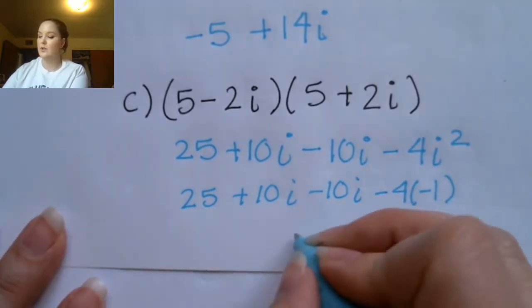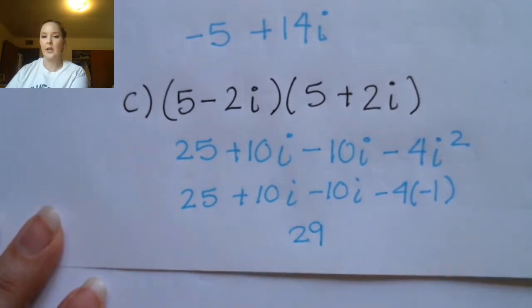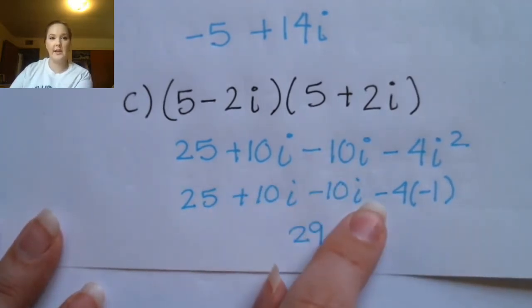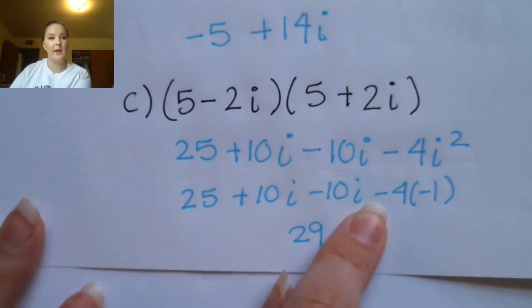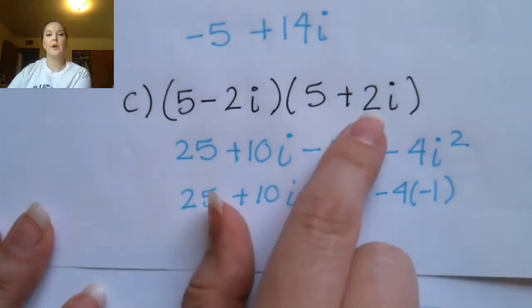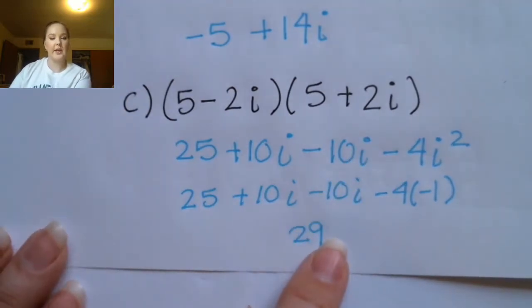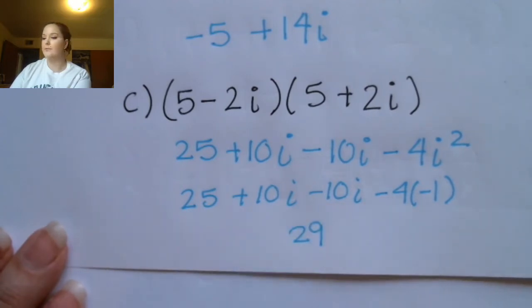25 plus 4 is 29. Okay, -10i, or +10i minus 10i, is 0. So you can see when you multiply these two numbers together, right, you end up with a real number answer. The imaginary part cancels out and you end up with just a real number. Okay, so let's look at when that's going to happen.